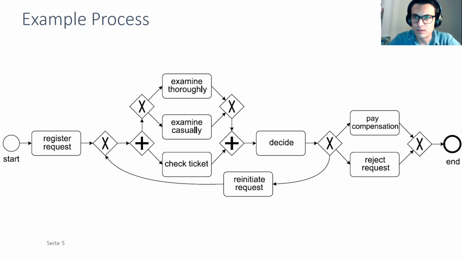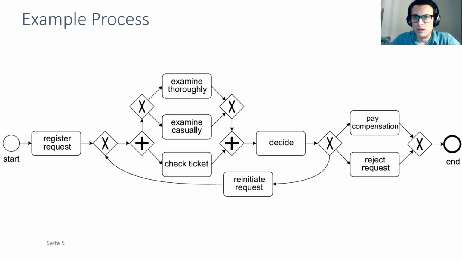And to just briefly recap what this process is about. First, there's a register request activity that will always be performed. After which we have the concurrent scheduling of the check ticket activity with a choice between the examine thoroughly or the examine casually activities. And then finally, a decision is made. If something were to be wrong in either the examination or the ticket check, then we have to reinitiate our request. And if everything went well, we either pay a compensation or we reject the request for compensation payment. So that's the scope, that's the data. And if you've been seeing the previous videos, this should be fairly familiar to you.